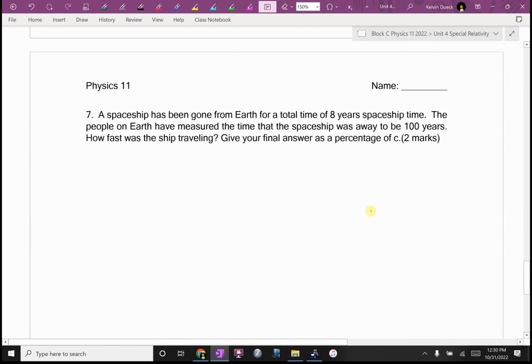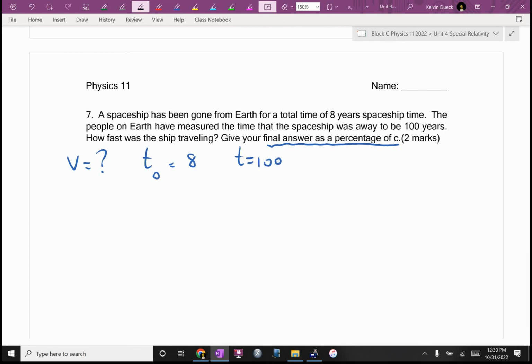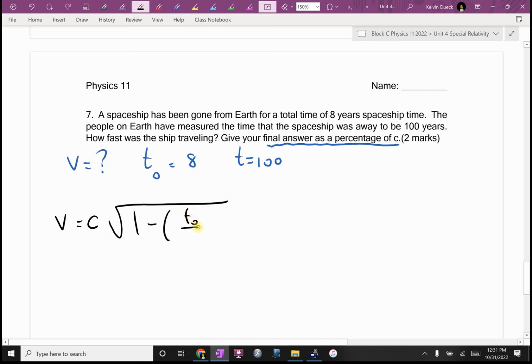Now they're asking me to find a speed. And this one said give your answer as a percentage of the speed of light. So I'm going to write V equals question mark. They told me time on board the spaceship, 8. Time back home, 100. So V is C times the square root of 1 minus, I think it's T0 over T all squared. It's going to be C times the square root of 1 minus 8 over 100.